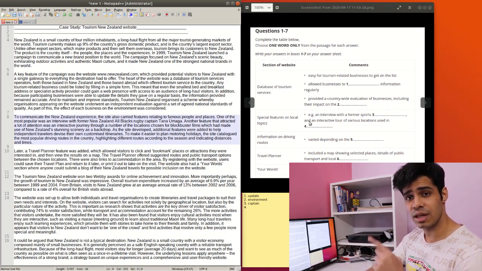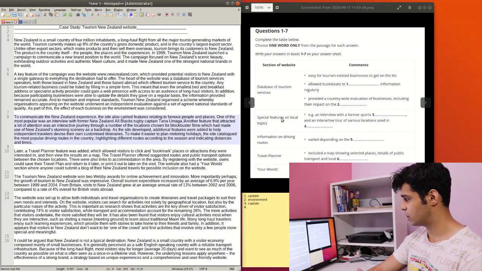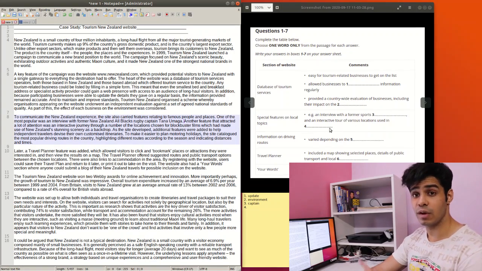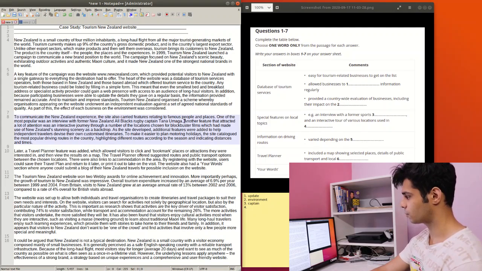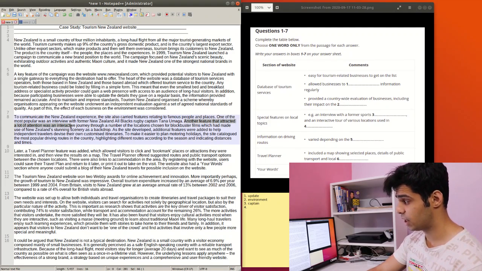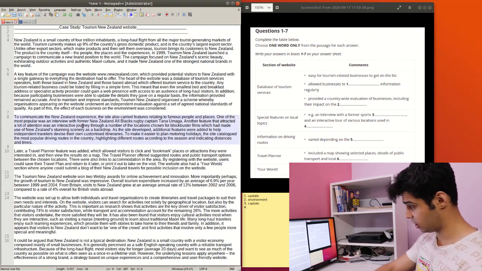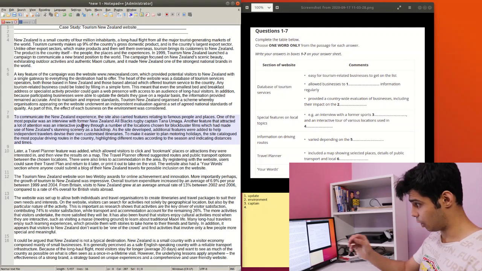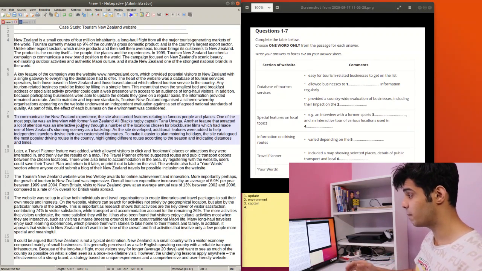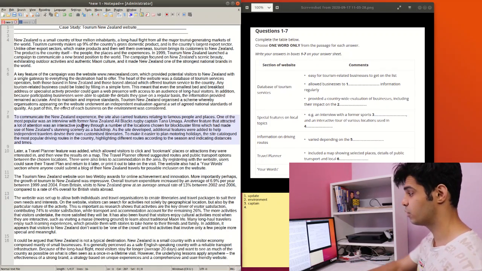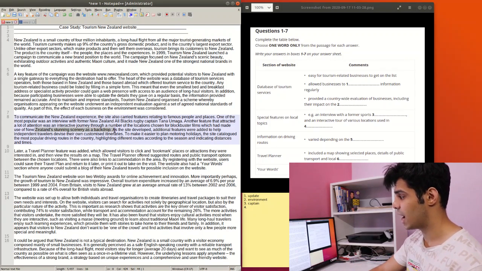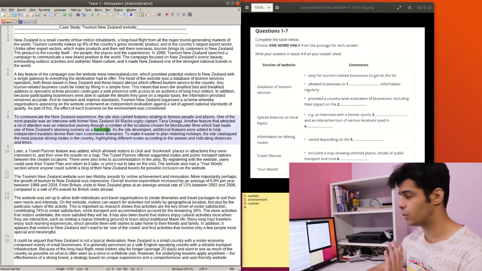I'll just read the question first and then I'll go back to the passage. So, special features on local topics. We already did the sports interview with the captain, and an interactive tour of various locations used in blank. Used in what? That's what we have to figure out. Okay? So, another feature that attracted a lot of attention was an interactive journey through a number of locations chosen for blockbuster films, which had made use of New Zealand's stunning scenery as a backdrop. Sometimes you might not know the meaning of these words. Don't worry, you don't need to.